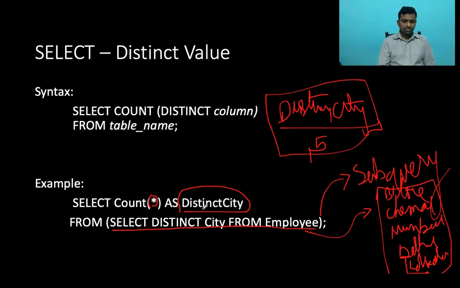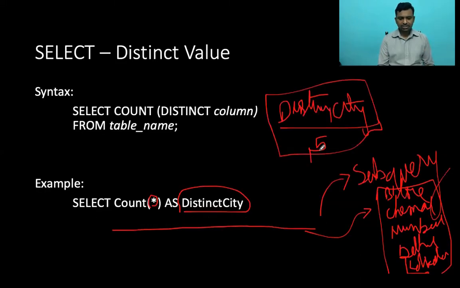And when I say as, it means that I'm giving an alias name, or else it will say count star here, right? If I don't give distinct city, my heading will be count star. That won't be relevant, right? So I always want to give some relevant name for a column. So I'll give a relevant name as distinct city. How many distinct cities are there in my table? 5 distinct cities. Okay, so this is what distinct does.